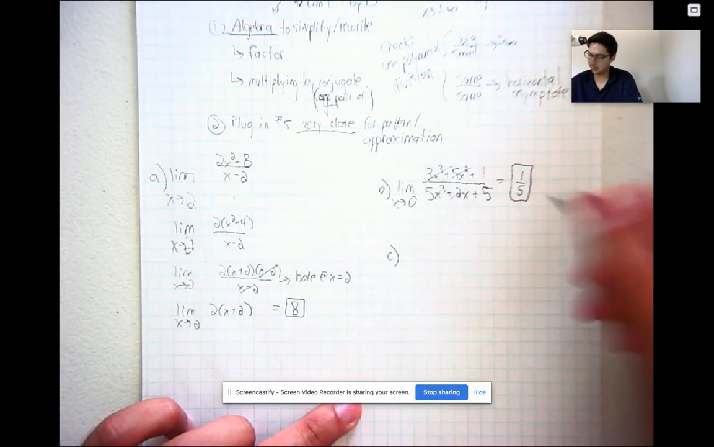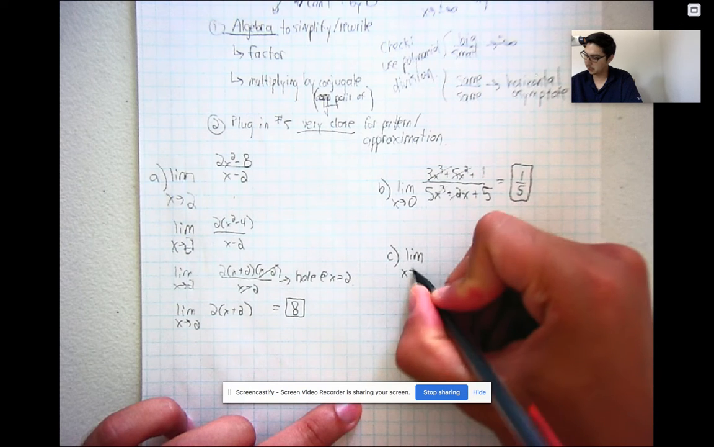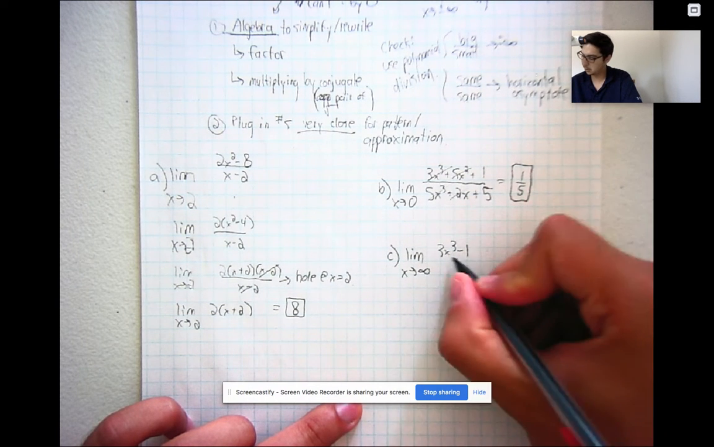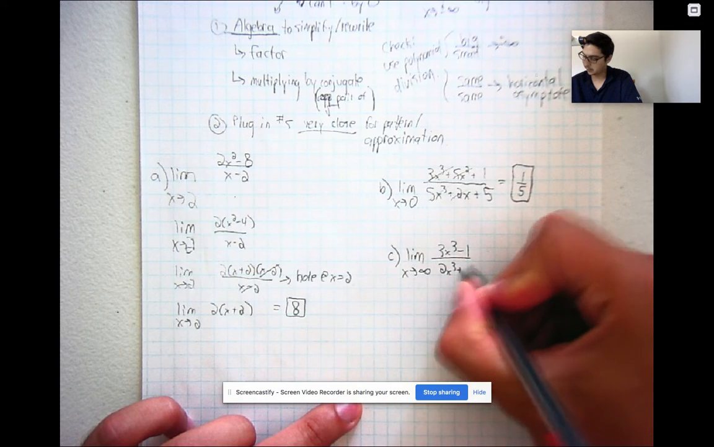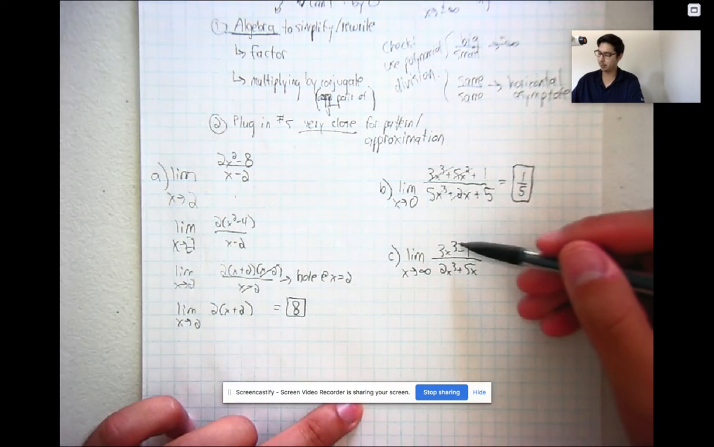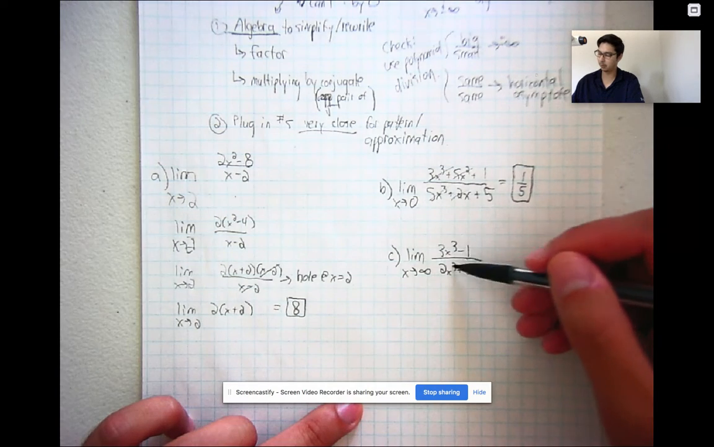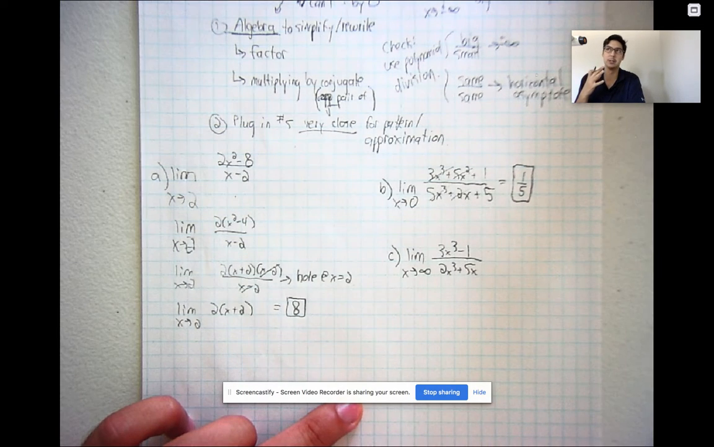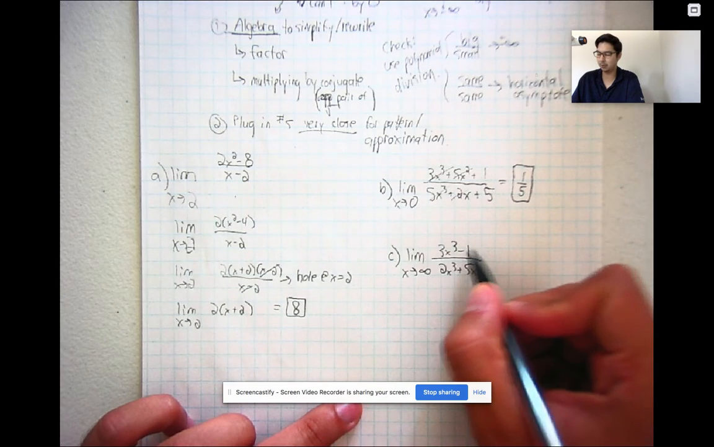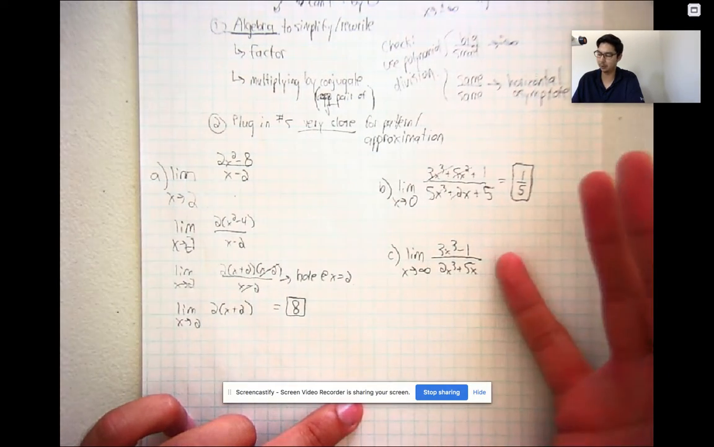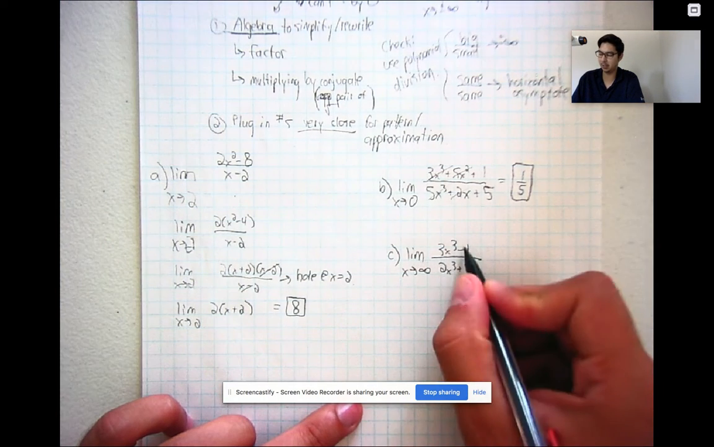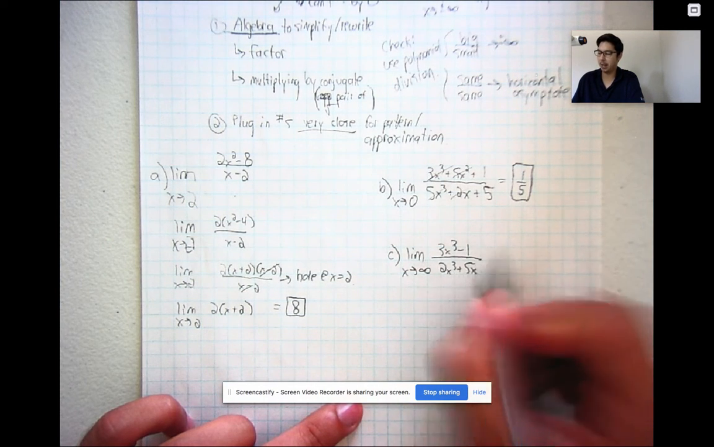Third example here, let's do the limit as x approaches infinity of 3x to the third minus 1 over 2x to the third plus 5x. Right off the bat, I see the same power, the highest power on top and bottom, the third power, and that's going to take precedence, because the minus 1 and adding 5x are not going to affect too much. The x to the third grows so quickly that these get outmatched.